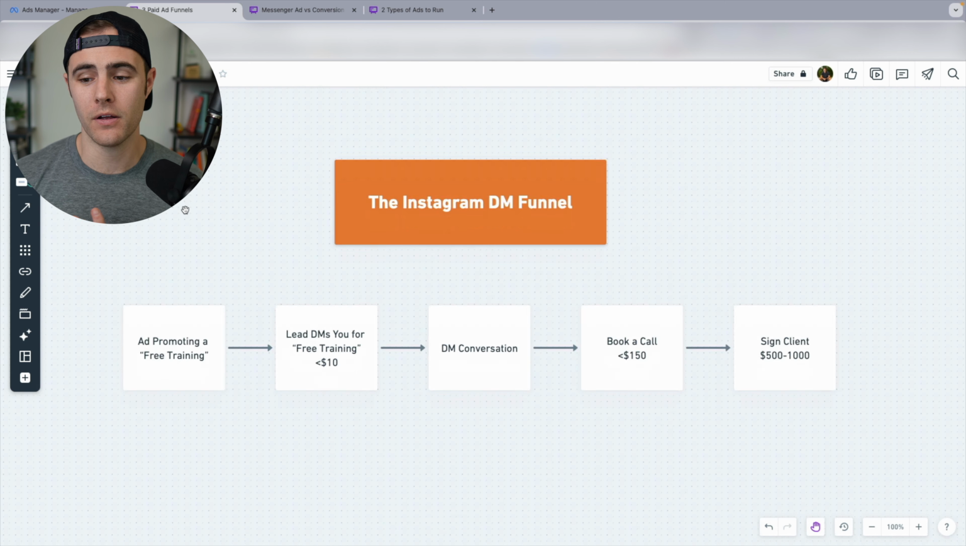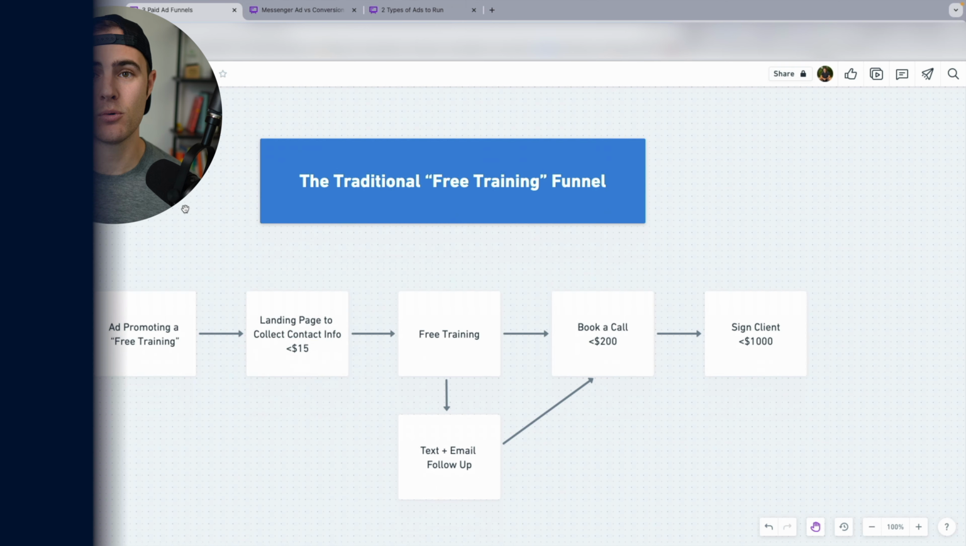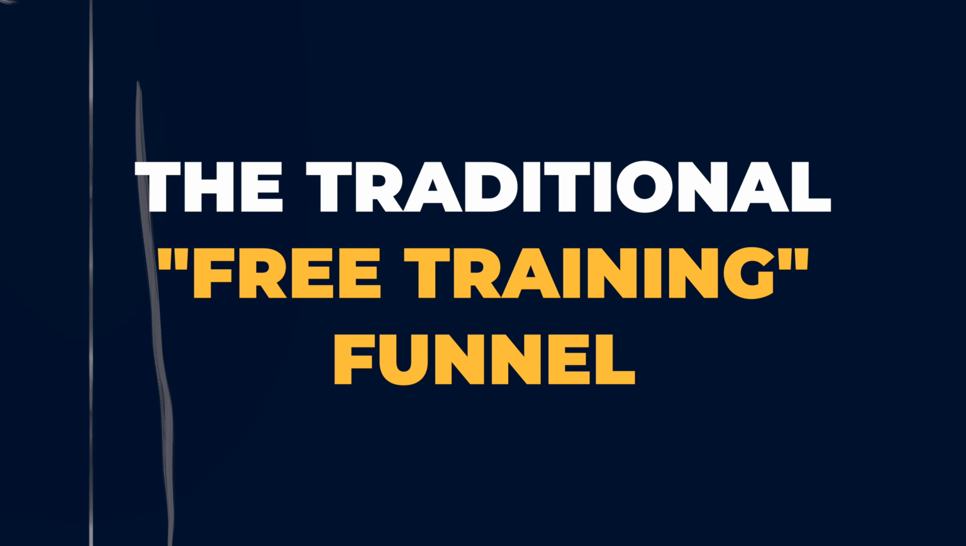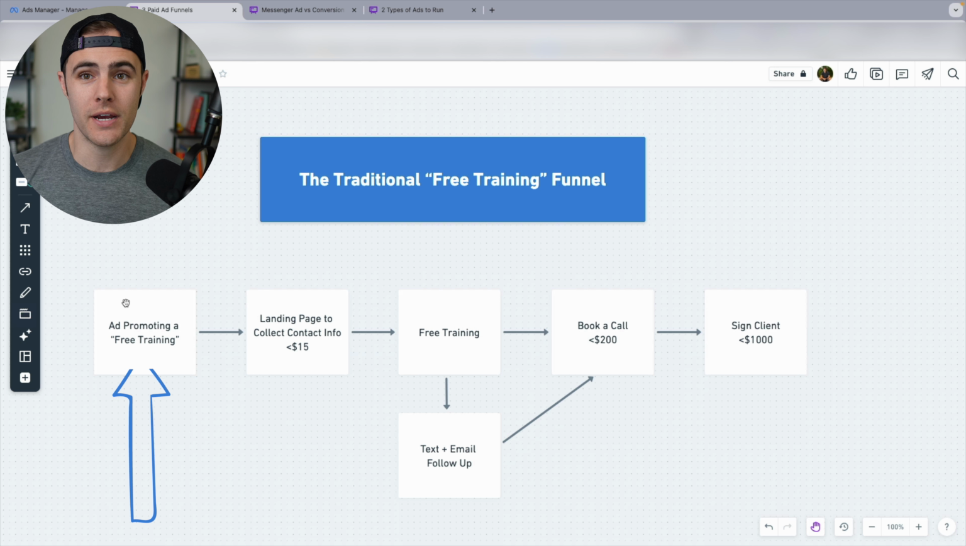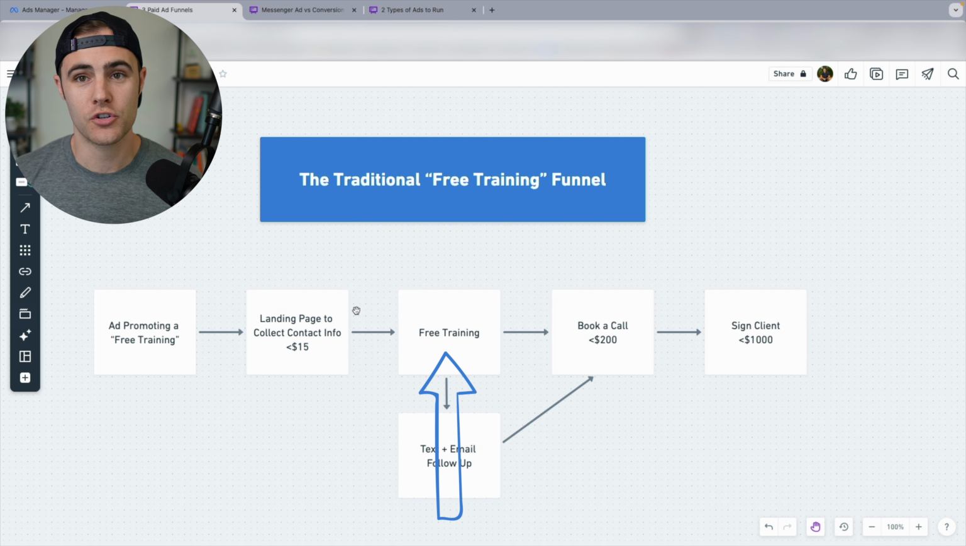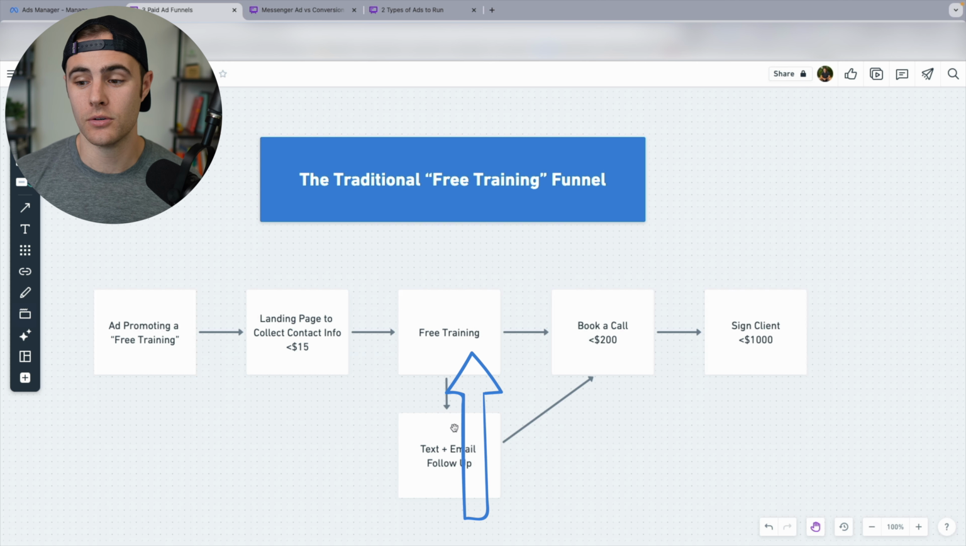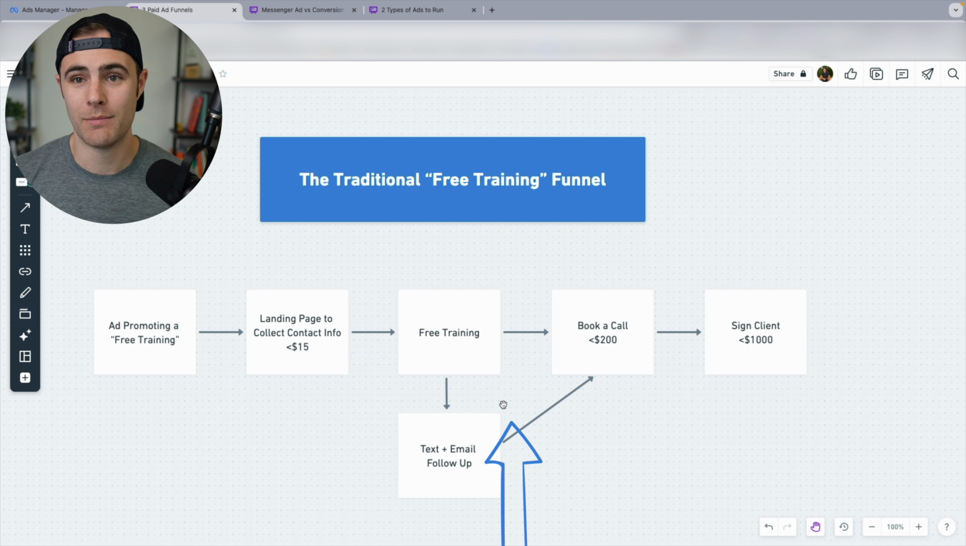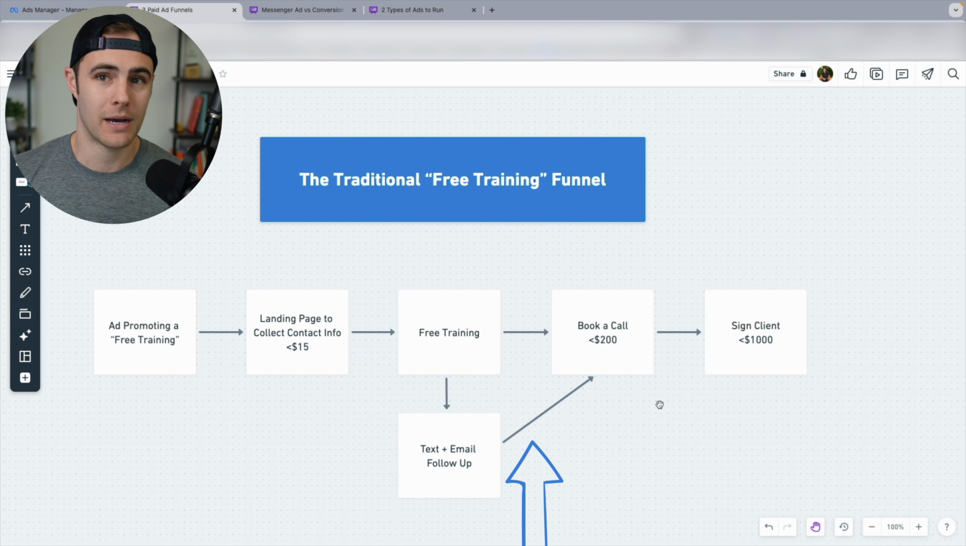Okay. And the third funnel that we often help our clients set up is the more traditional free training funnel. This is where you have an ad that's promoting a free training where they click, they then go to a landing page to put their name, phone number, and email in. They watch the training. They have the opportunity to book a call, and there's also text and email follow-up to book a call, and they can become a client, right?